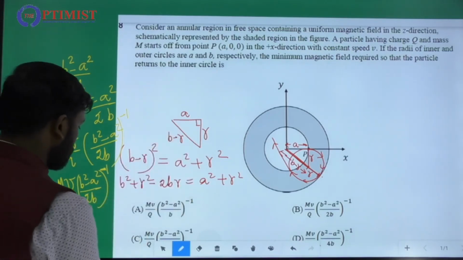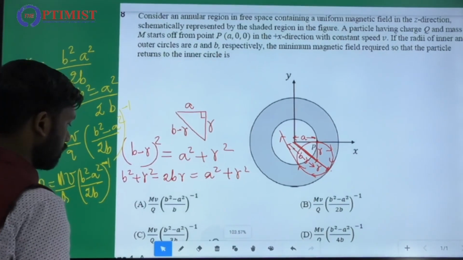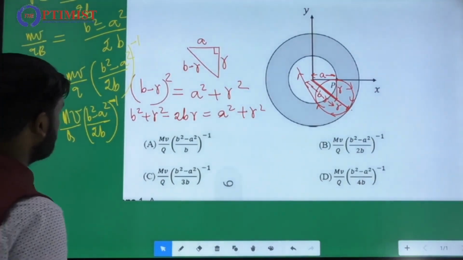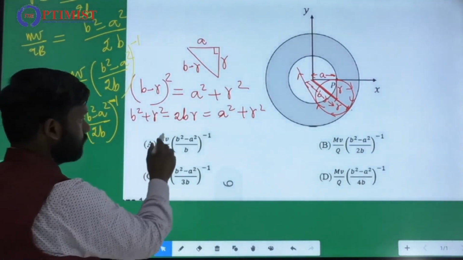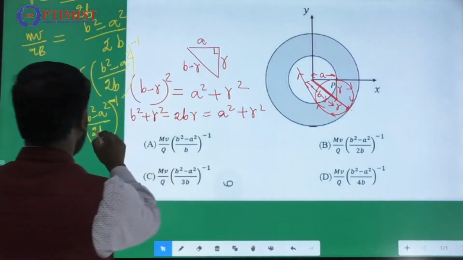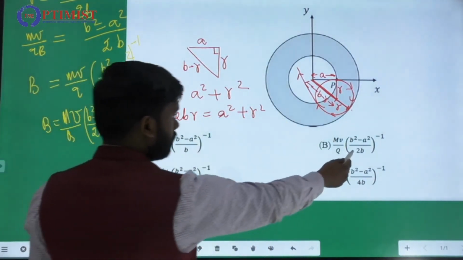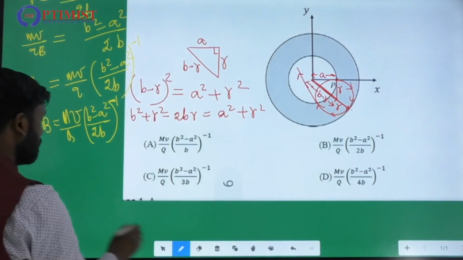So let's see which option is correct. The correct option should be mv upon q. Mv upon q is present in all. There is a factor of 2 which is present only in option b. Therefore correct option will be option b.